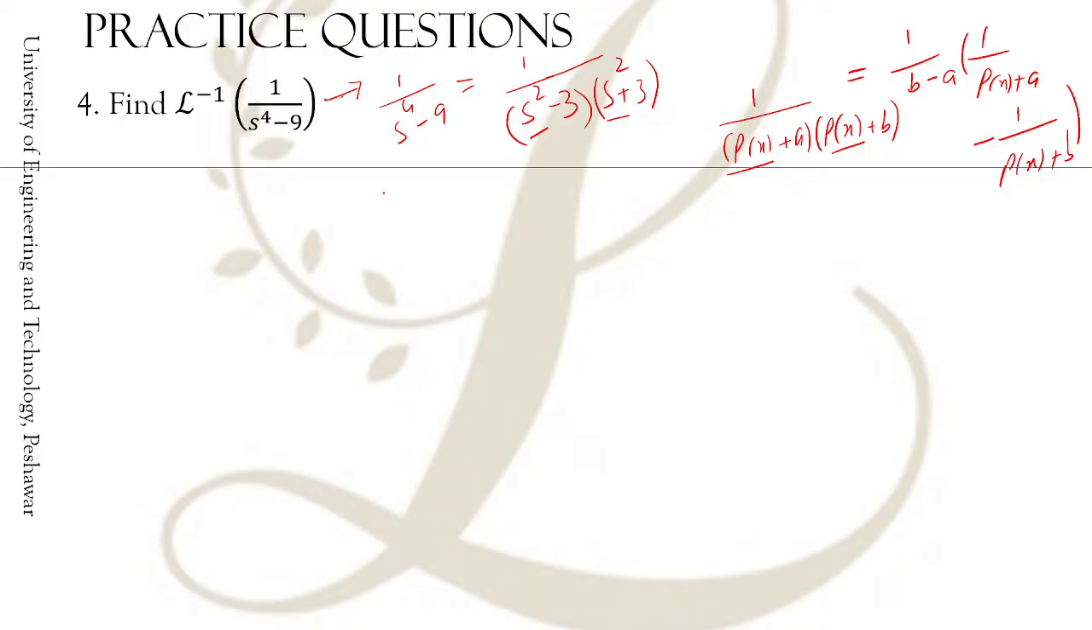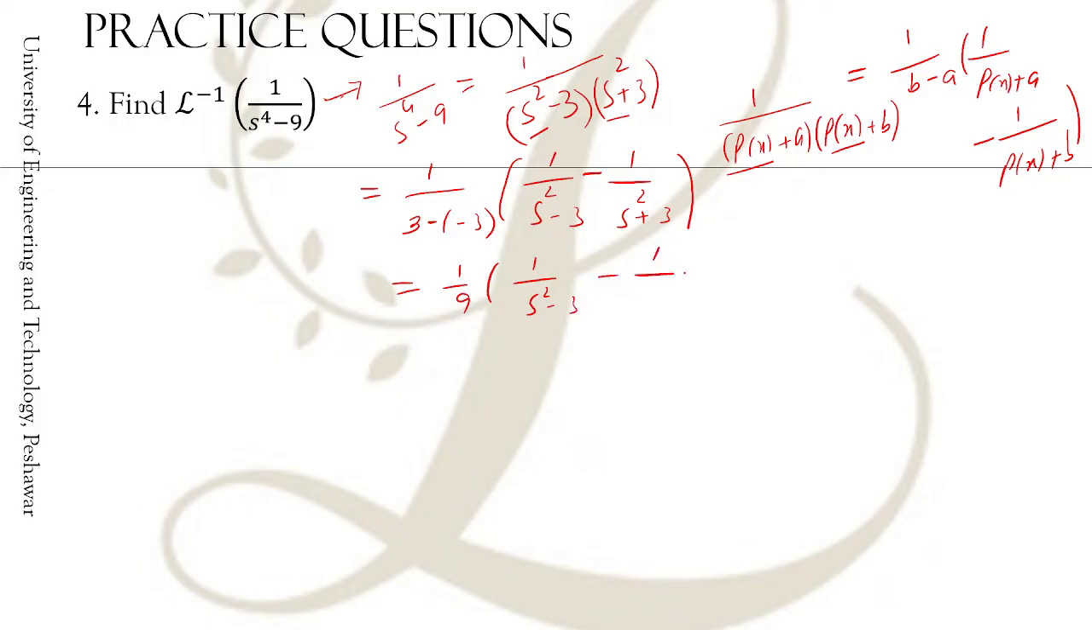So the partial fraction for this function will be 1/3 minus 3, because this is a, this is b, and then we have 1/s square minus 3 minus 1/s square plus 3. And that will give you what? It will give you 1/9 into 1/s square minus 3 minus 1/s square plus 3. And then we can simply find the Laplace inverse.